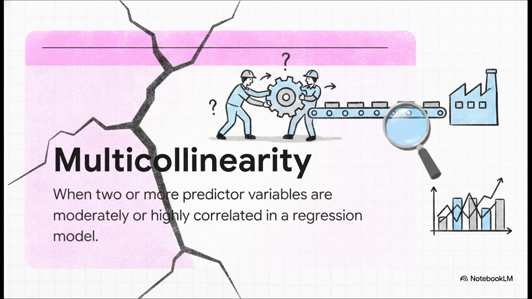The factory still produces widgets, so the overall prediction technically works. But when it comes time for performance reviews, you have absolutely no idea who to credit for the work. Because they move together, the math gets totally confused, making your model unstable and the estimated impact of each variable highly unreliable.